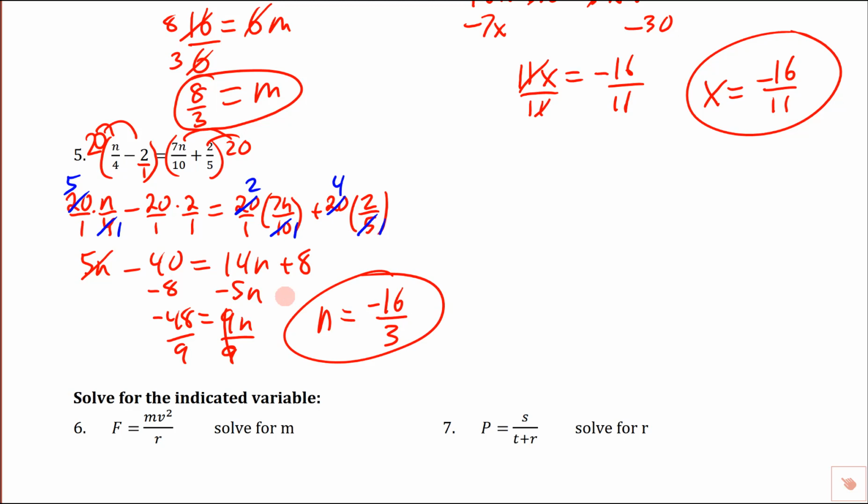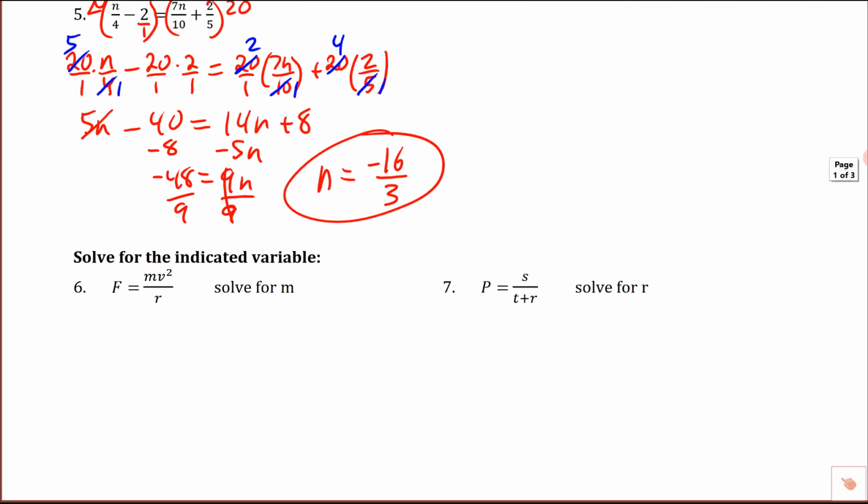Okay, let's take a look at the last two on this page. We've got some formulas to solve. We need to solve for the indicated variable. On this one, on number 6, we've got this ugly looking mess right here, and it says solve for m.